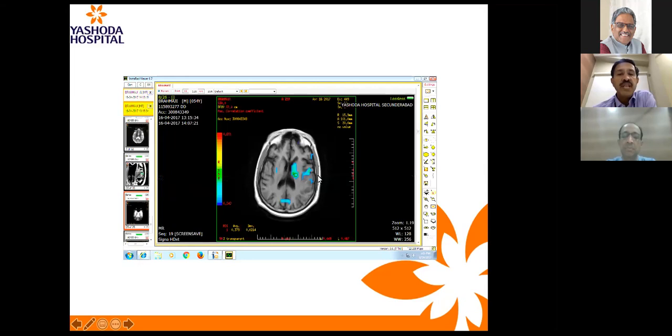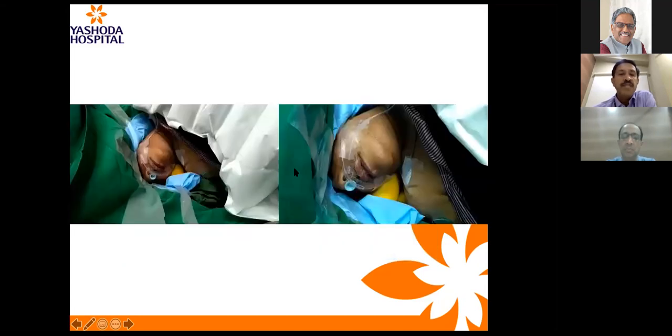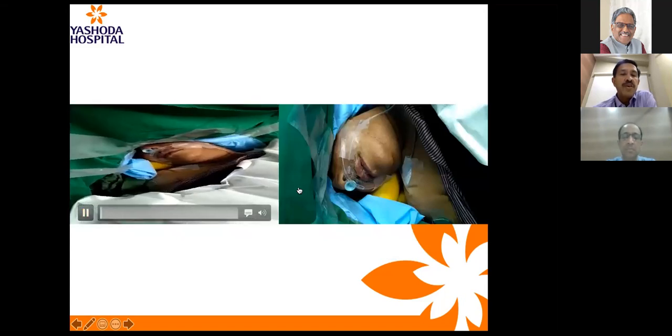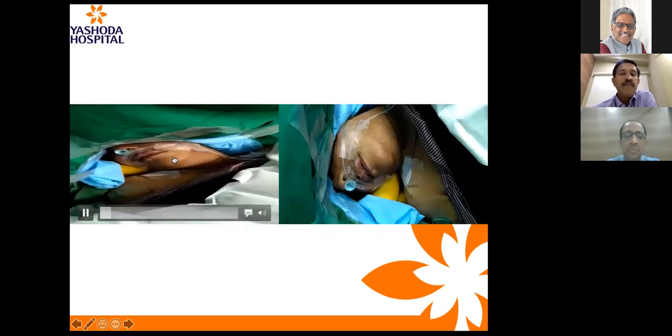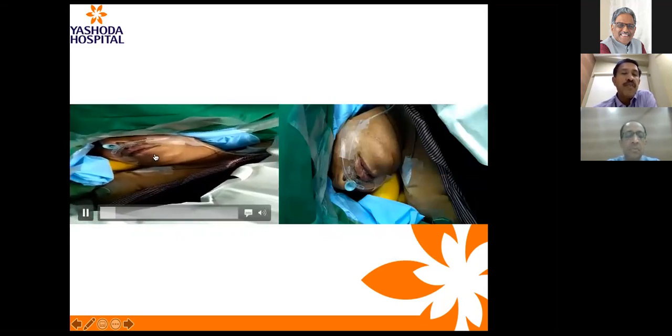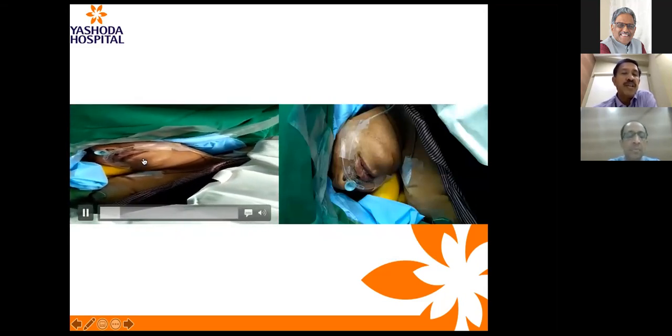As you can nicely see, the area of the tumor is free. Anteroinferiorly is the speech area lighting up, and this is the motor area. So it's quite deep-seated, and we did an awake craniotomy. You can see that the patient is awake. We are using the awake, asleep, awake technique. At this point, we are stimulating to check whether there is any movement.